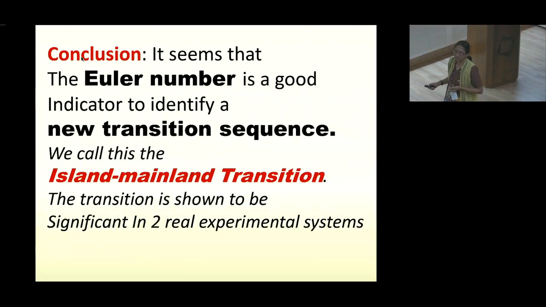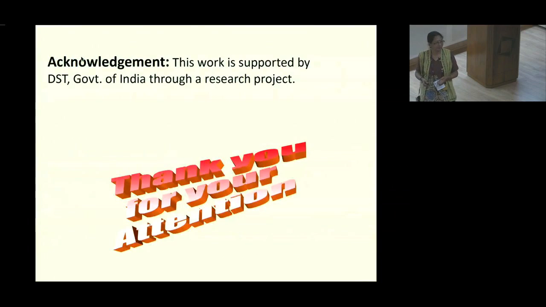So that is about all, and we find that the Euler number does seem to be significant in this transition sequence that we suggest. I don't know if it is a really new transition, but we didn't find this sort of thing in earlier literature. So that is all. Thank you.